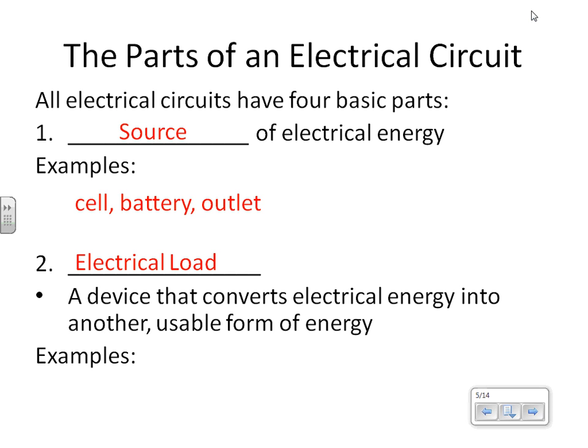The second thing is an electrical load. And this is a device that will take the electrical energy from the source and convert it into another usable form of energy. So a really common example of this is a light bulb. Another example is a motor, or if we look at a toaster, it'll actually take some electricity and convert it to heat to toast your toast in the morning.